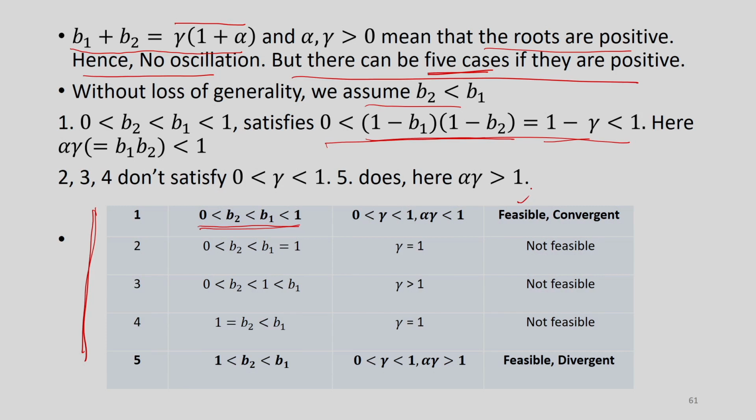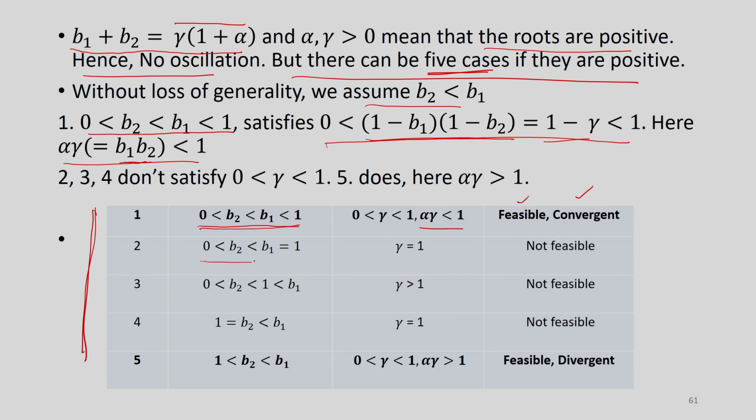And furthermore, we note that if this condition is satisfied, then the product of these two roots is going to be less than 1, and the product of these two roots is known to be alpha multiplied by gamma. So, here alpha multiplied by gamma is going to be less than 1. Here what is the time path? It is going to be convergent, because both the roots are less than 1 and greater than 0. So, it is convergent, and obviously, it is going to be monotonic. So, this is possible.